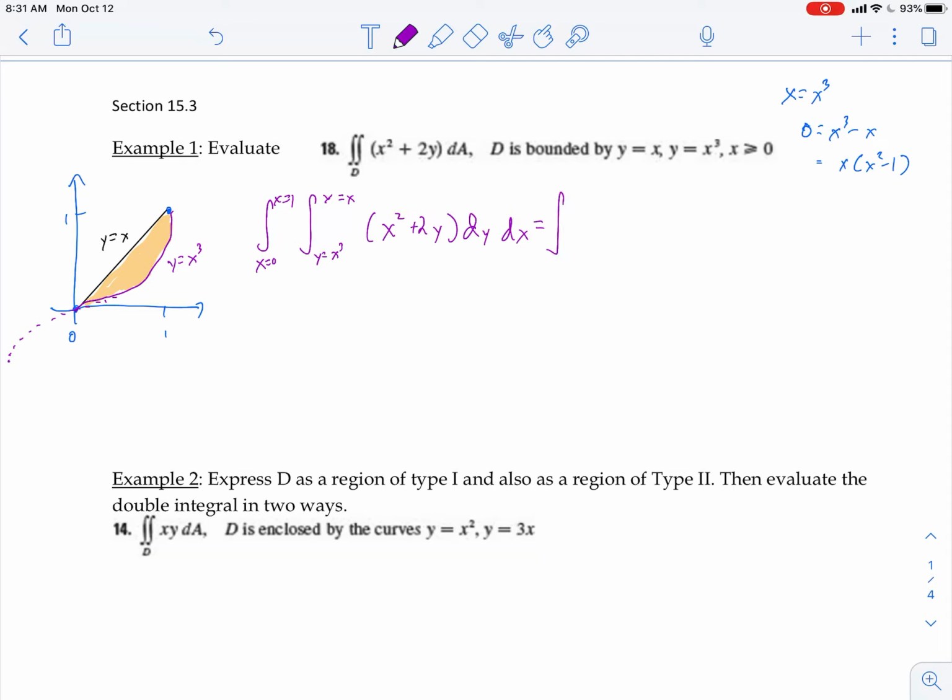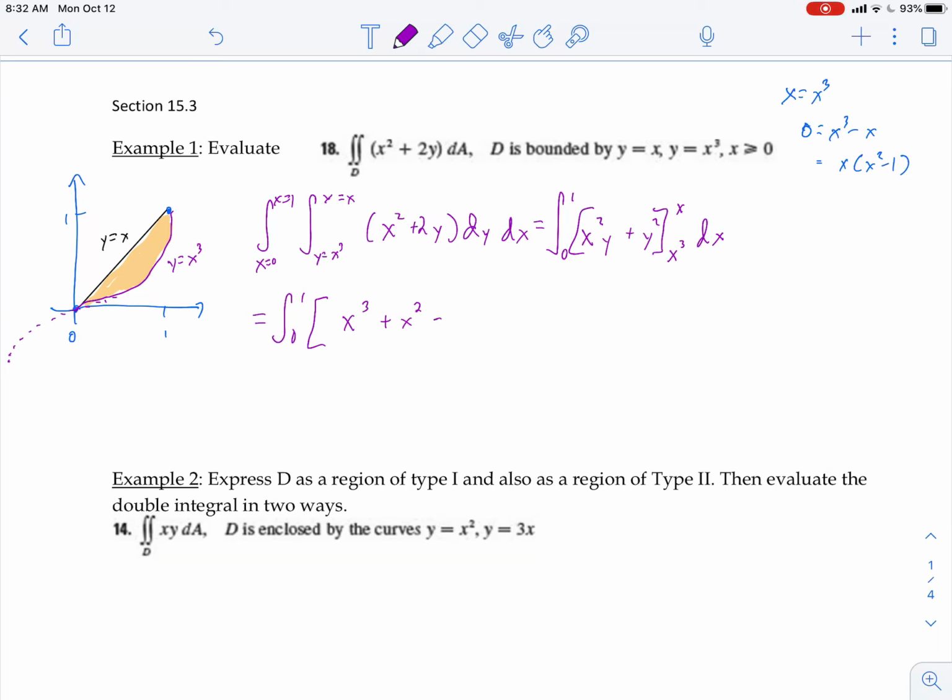And so again, I'm going to take the integral first from x cubed to x of x squared plus 2y. I'm going to integrate that with respect to y, and so I'm going to get x squared y plus y squared, from x cubed to x. And now on the outside I have just the dx. So now I'm going to go ahead and plug in my values. From 0 to 1, I'm going to plug in x. I'm going to get x cubed plus x squared.